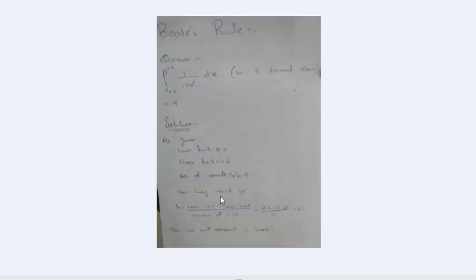So first we have to find the interval gap. Here is the formula of interval gap. That is equal to upper limit minus lower limit upon number of intervals. So we have 0.6 minus 0.2 upon 4. We solve this equation, we get the answer 0.1. So 0.1 is our interval gap.